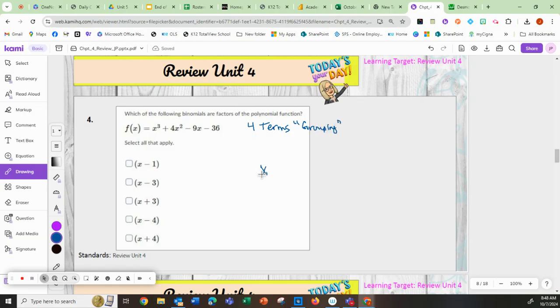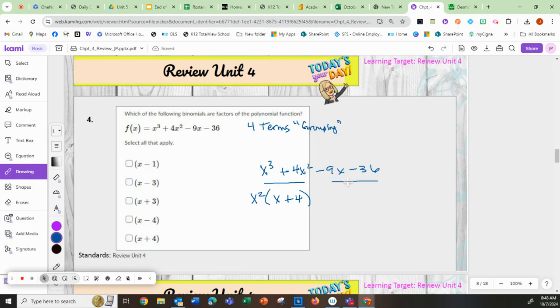So I'm going to rewrite the problem out here. X cubed plus 4x squared minus 9x minus 36. When we're grouping, we usually have 4 terms. We could have more than 4. Usually it's an even number of terms, but most of the time in Algebra 2, it's 4 terms. We group the first 2 terms. We factor out the greatest common factor, which is x squared. We get x plus 4.